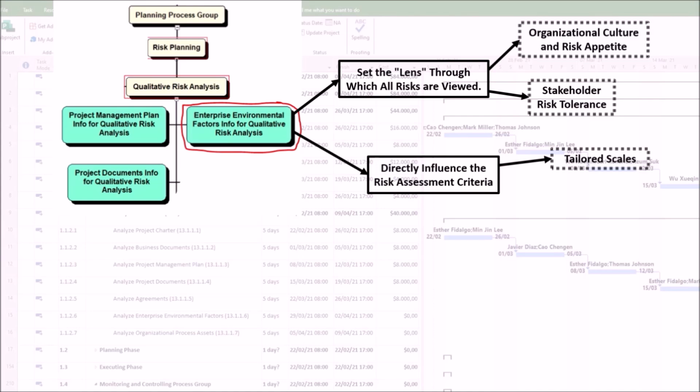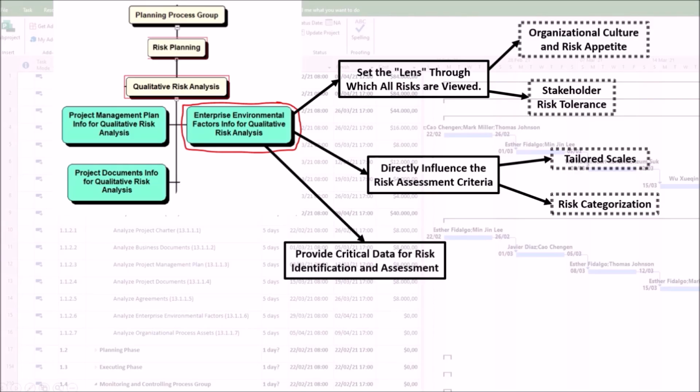First, tailored scales. An IT company and a construction company will have completely different definitions of a high financial impact, for example, $100,000 versus $10 million. These scales come from organizational standards, which are the enterprise environmental factors. Second, risk categorization. How risks are grouped, for example, technical, external, or organizational, is often influenced by industry standards and organizational governance frameworks, which are the enterprise environmental factors.